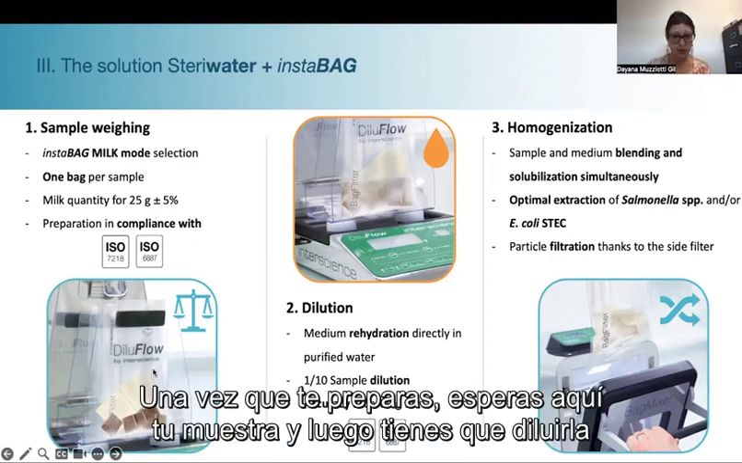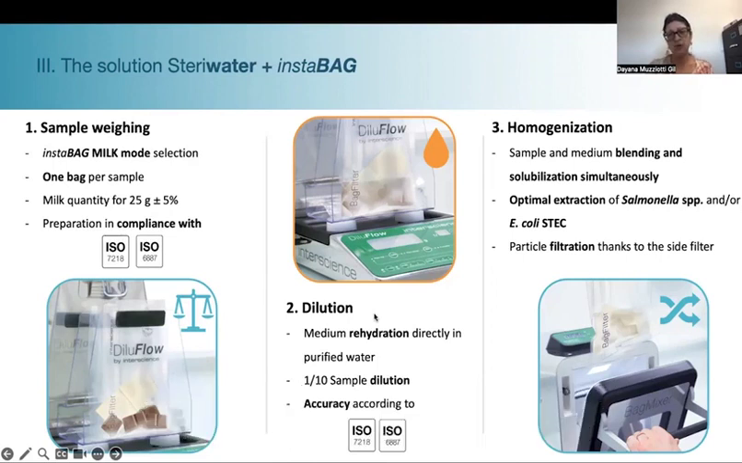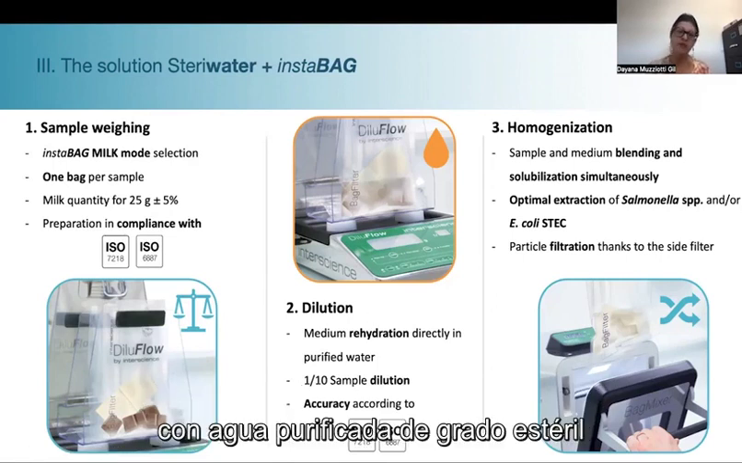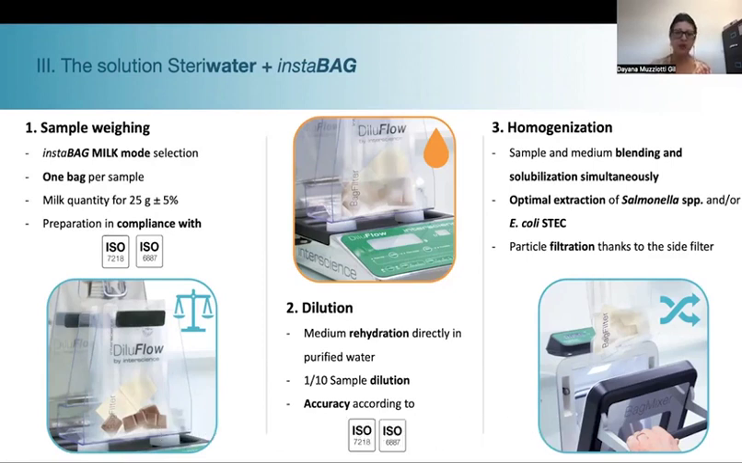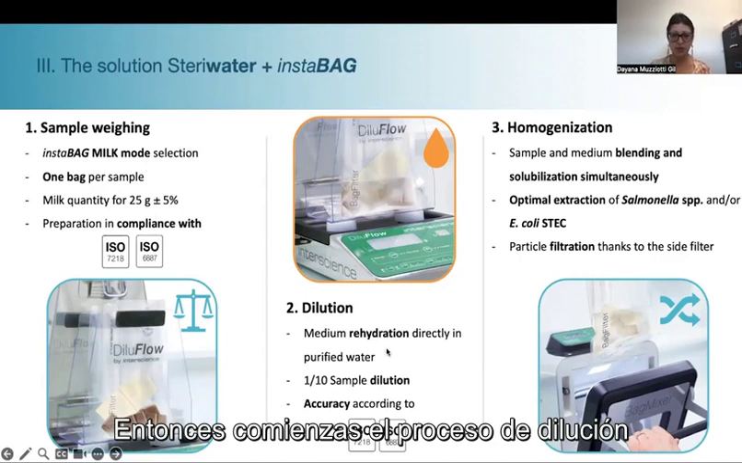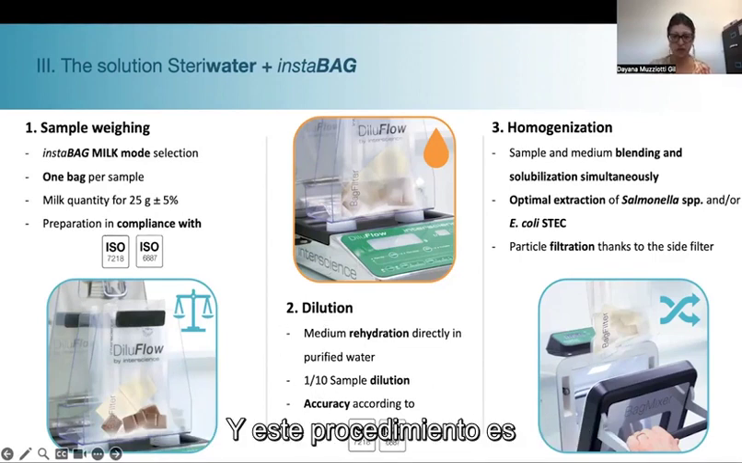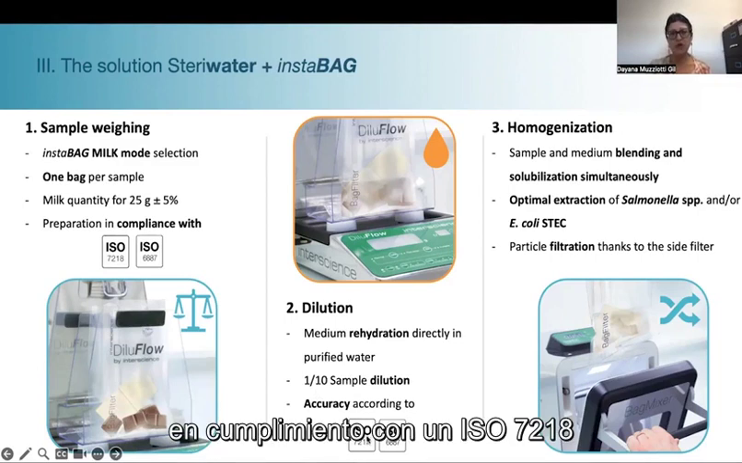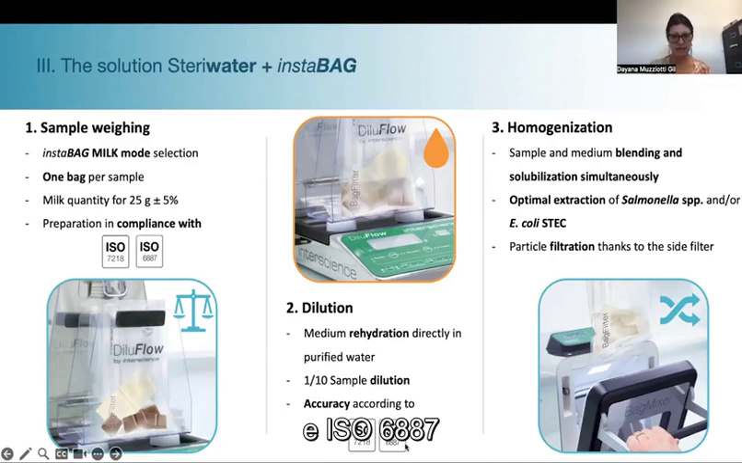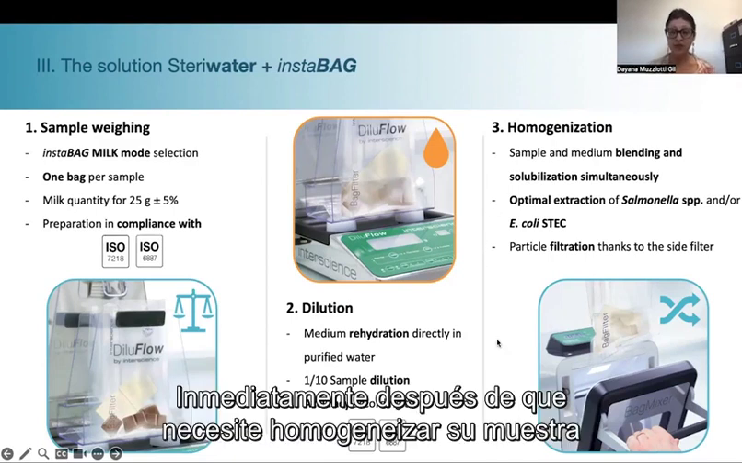Once you weigh your sample here, you have to dilute it because you need to rehydrate the media with sterile grade purified water coming from the Steady Water. So you start the dilution process, you select the dilution factor, and this procedure is in compliance with ISO 7218 and ISO 6887.